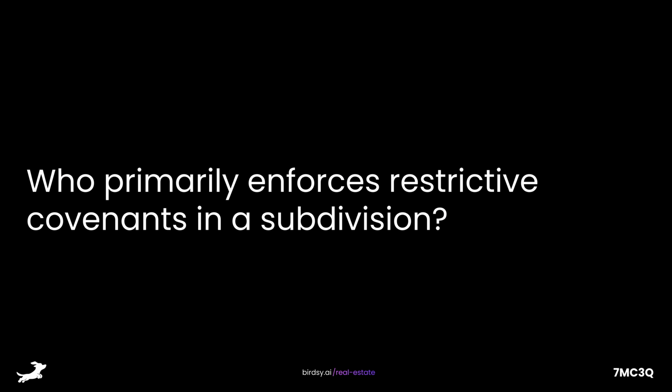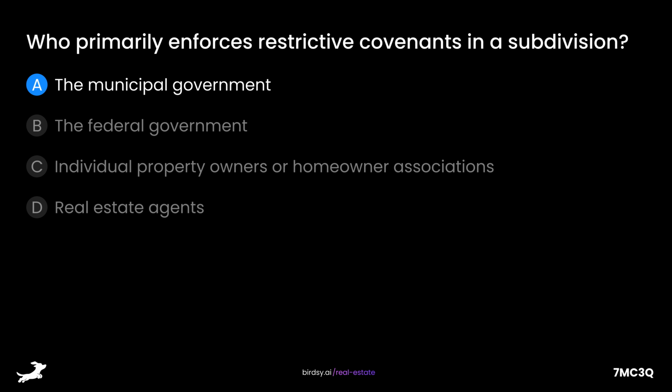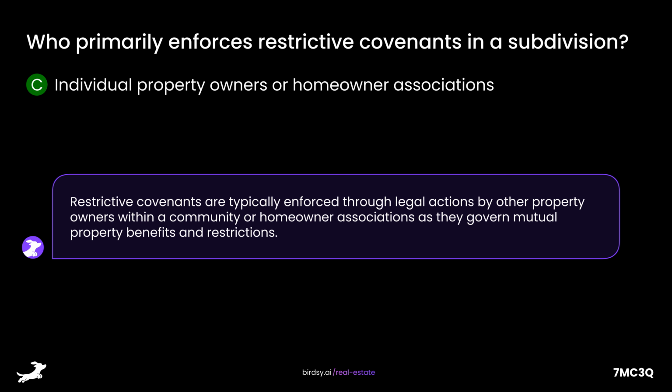Who primarily enforces restrictive covenants in a subdivision? Is it A, the municipal government? B, the federal government? C, individual property owners or homeowner associations? Or D, real estate agents? The answer is C, individual property owners or homeowner associations. Restrictive covenants are typically enforced through legal actions by other property owners within a community or homeowner associations as they govern mutual property benefits and restrictions.